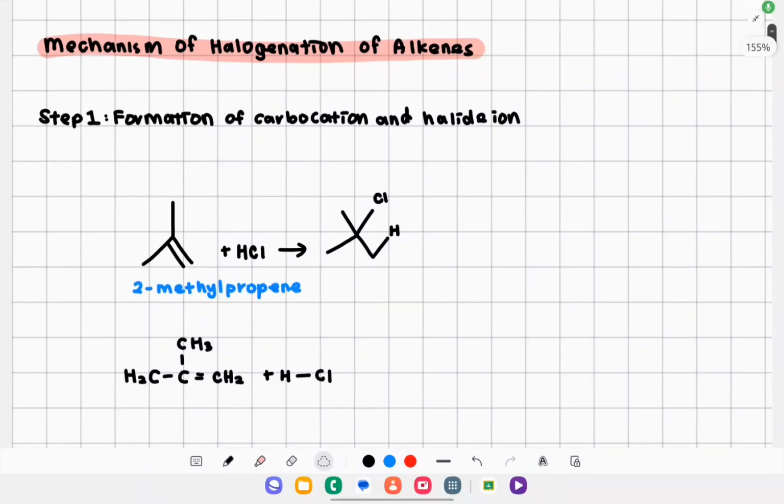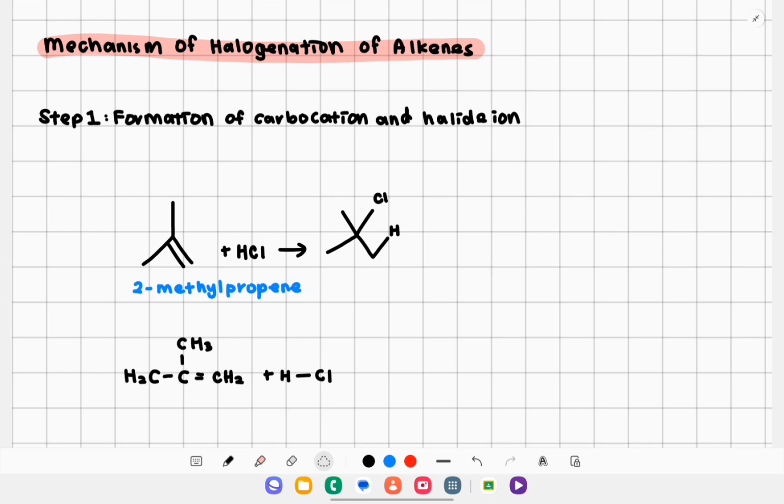Hello everyone, so today I am going to explain the mechanism of halogenation of alkenes. There are two steps in the mechanism of halogenation of alkenes. First step is the formation of carbocation and halide ion. Second step is rapid reaction with anion.